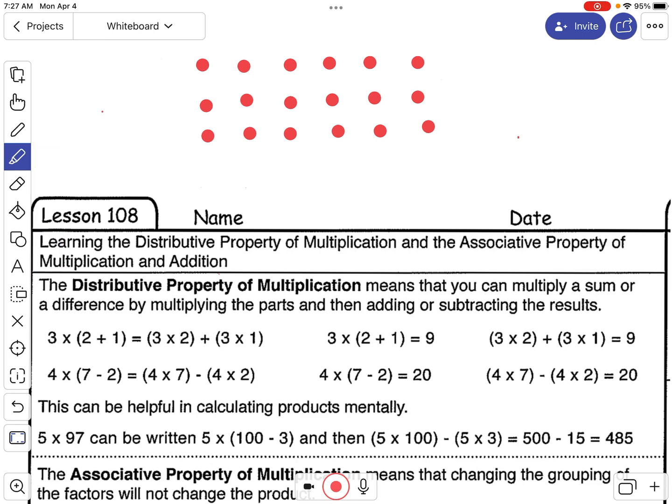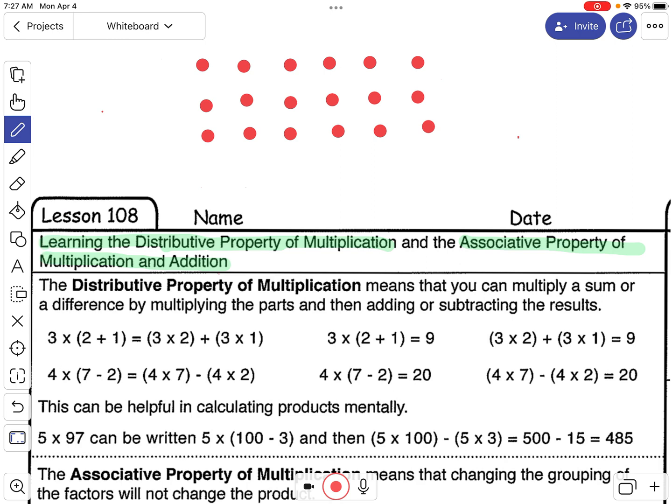So what are we going to be doing today? We're going to be learning the distributive property of multiplication. That's what we're going to do first, these red dots that you see up at the top. We're going to learn that distributive property up there. And then we're going to learn another property called the associative property, and that is going to apply to multiplication and addition. But first, the distributive property of multiplication.